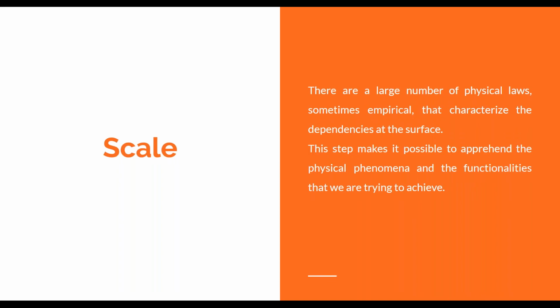Take it in mind that you can go to an encyclopedia like Wikipedia to find laws, or in the academic literature, you can find laws that can guide you to the good scale and what you are going to characterize. So before starting, we need to know what we want to measure and at what scale. The second step is the measurability.